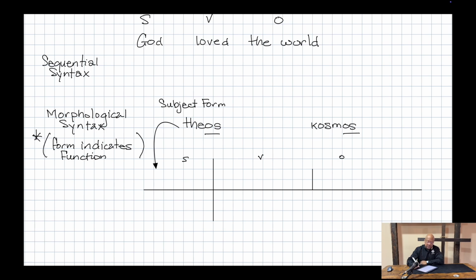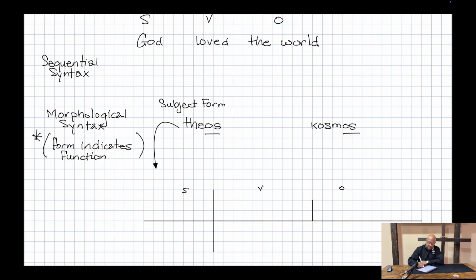Now, make sure we get this here, slide it down just a wee bit. However, if God is going to be the object of the sentence, the spelling of the word changes just a wee bit to theon, and likewise cosmon. So this is our word for world, and this is our word for God.